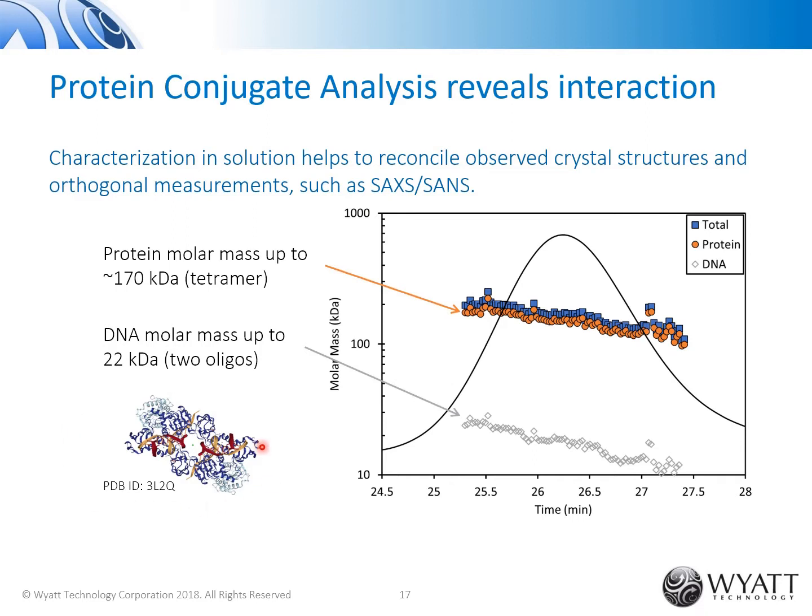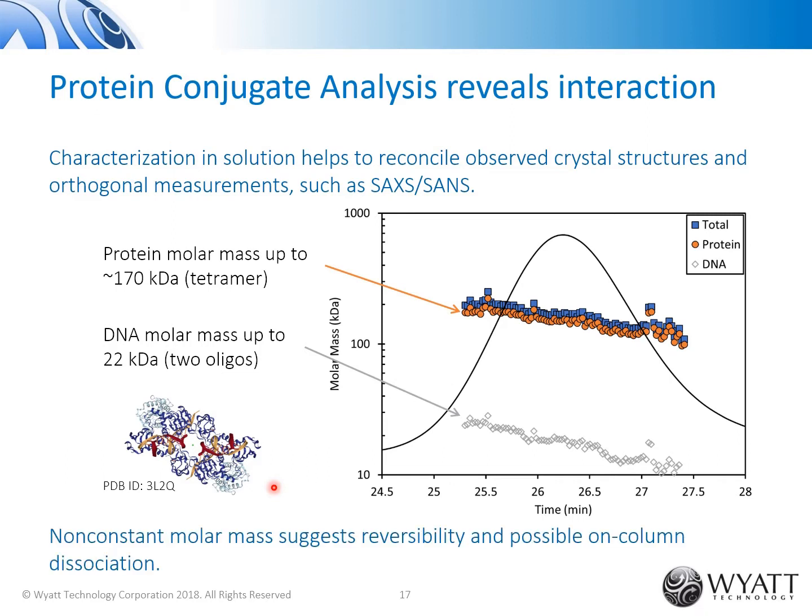This combination of 4 proteins and 2 DNA strands is exactly what we see in the crystal structure. So this confirms that the structure is relevant in solution and not just a crystallization artifact. You might also notice that the molar mass is not constant across the peak. There's a slight downturn. So that might mean that we have on-column dissociation. The maximum concentration at the apex of this peak is only about 7 micrograms per milliliter, which is less than 40 nanomolar of complex.